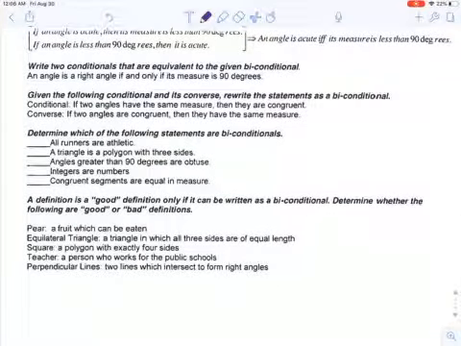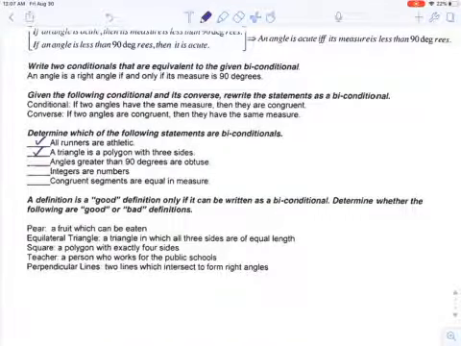We get to the bottom part, and you've read about biconditionals. Now, we get to determine if the following statements are biconditional. All runners are athletic, so a person is a runner if and only if they are athletic. Sure. A triangle is a polygon with 3 sides. A polygon has 3 sides if and only if it's a triangle. True, sure.